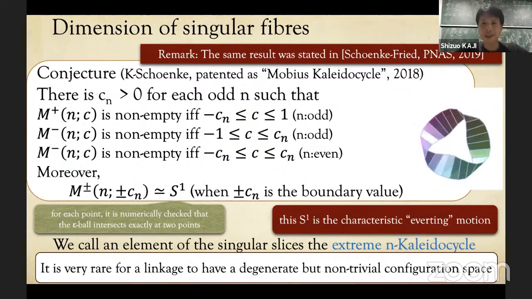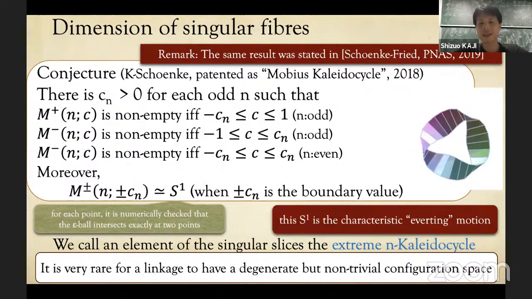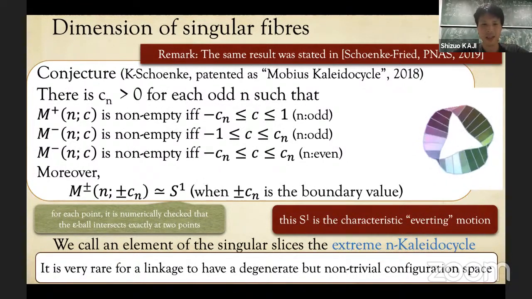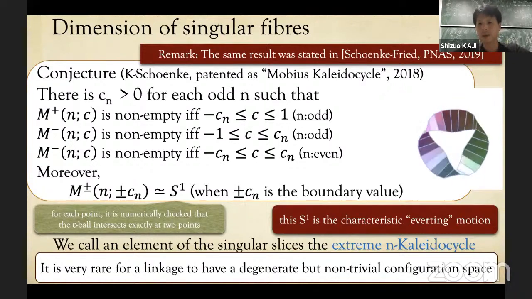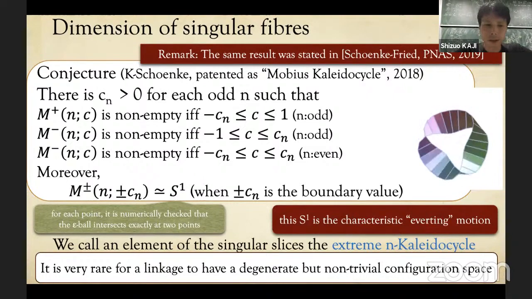But unfortunately, this was published by Schenke and some other person in a very good journal, but I'm not very happy with what they did. But anyway, mathematically, this is just a conjecture. So you are welcome to solve it, to prove it. I think it's very interesting, but it can be very difficult because it involves real algebraic varieties.